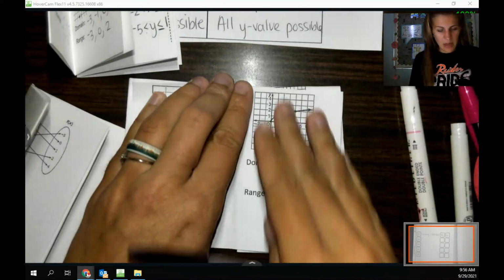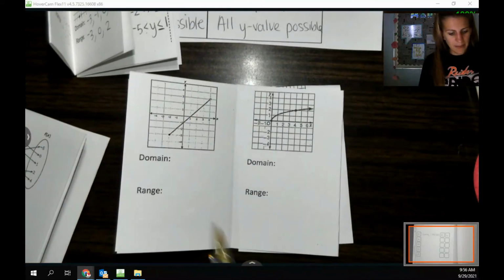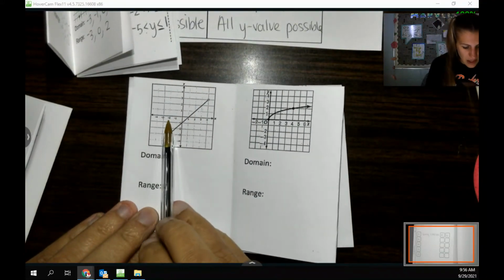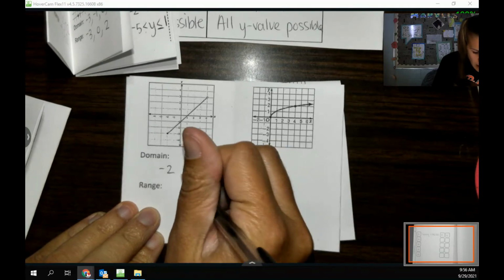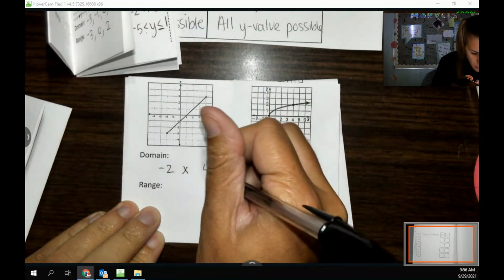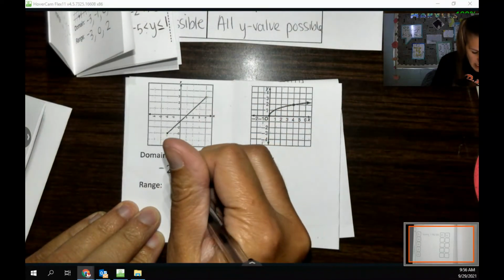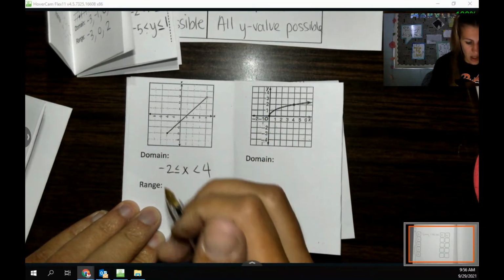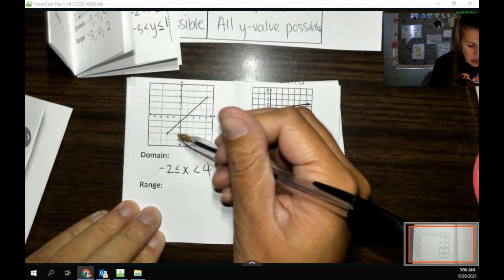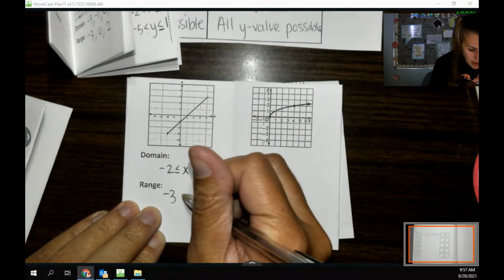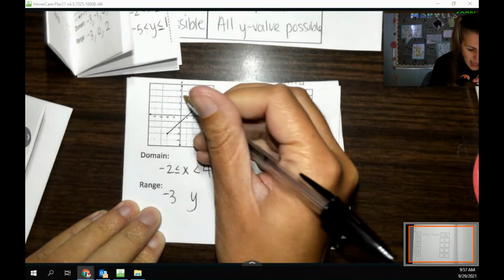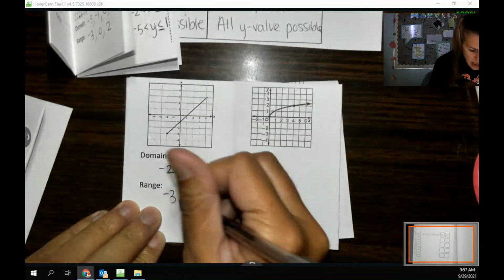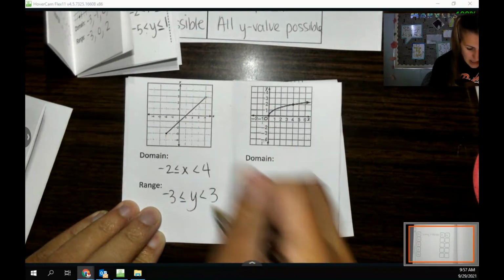Okay, I'm going to stop with the highlighters just to be a little quicker. So domain is left to right. We got as far left as -2, and then as far right as 4. This is a solid filled in dot, so equal to. This is not, so not equal to. Range is up and down, and it got as low as -3 and high as 3. This is a solid filled in dot. That is not.